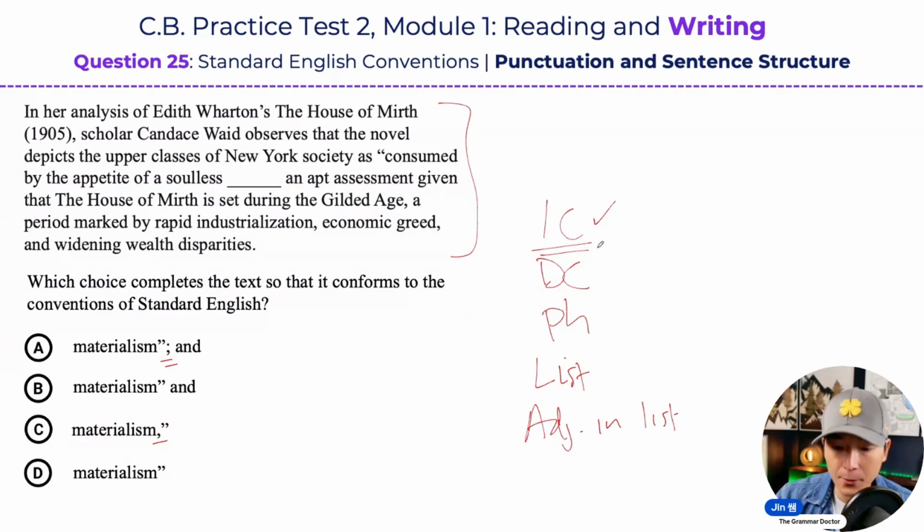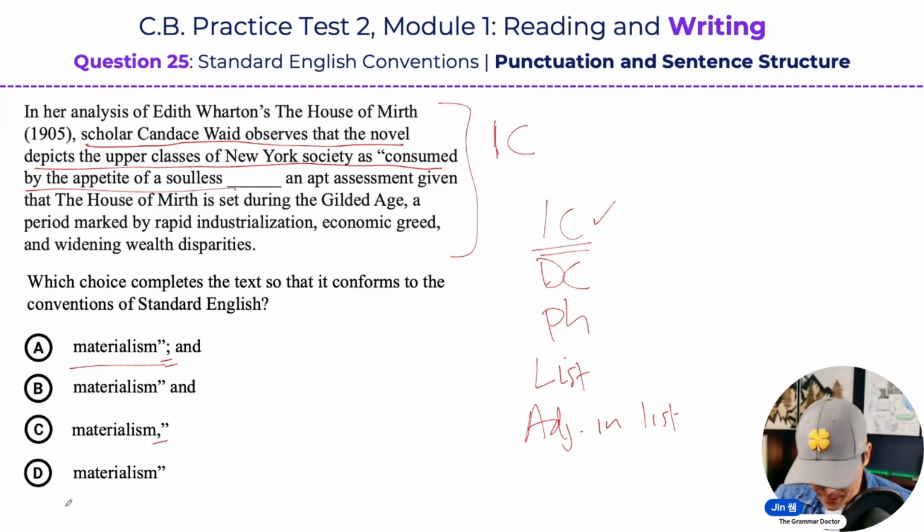But every single sentence that you read that's grammatically correct on the SAT has to have at least one independent clause in it. So that's what you're checking for first and foremost. So here, the independent clause is actually going to be this: scholar Candace Wade observes that the novel depicts the upper classes of New York society as consumed by the appetite of a soulless materialism. So the independent clause is going to end right there. That's your IC.